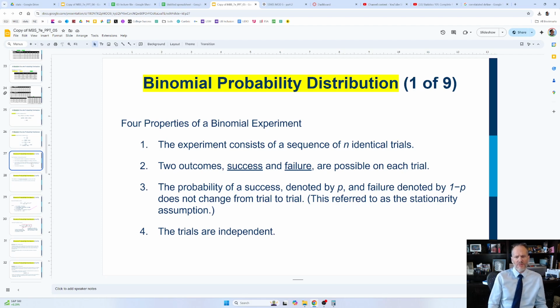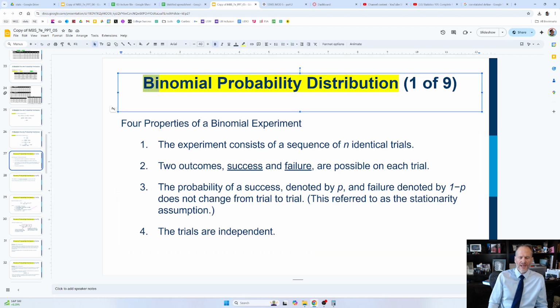If you remember, the experiment consists of a sequence of n identical trials. Two outcomes, success and failure, are possible on each trial. The probability of success, denoted by p, and failure, denoted by 1 minus p, does not change from trial to trial, and the trials are independent.